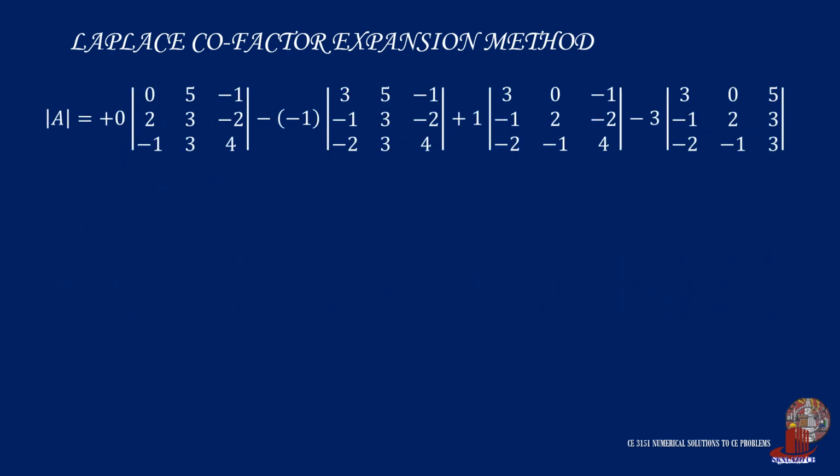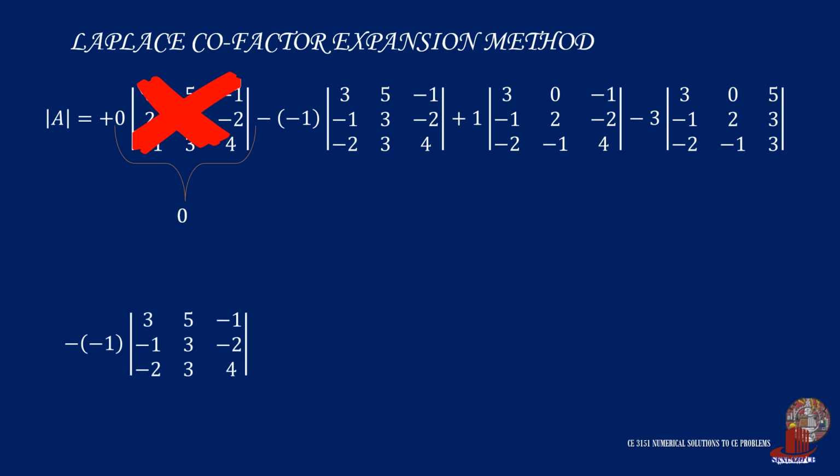With all four terms of the reduced determinant already figured out, we can start with the shortcut method. In the first term, the scalar is 0, so everything will be computed as 0. We move to the second term. The sign reversal has negative and the scalar is negative 1. Then the 3 by 3 matrix will be solved using Sarrus's rule.